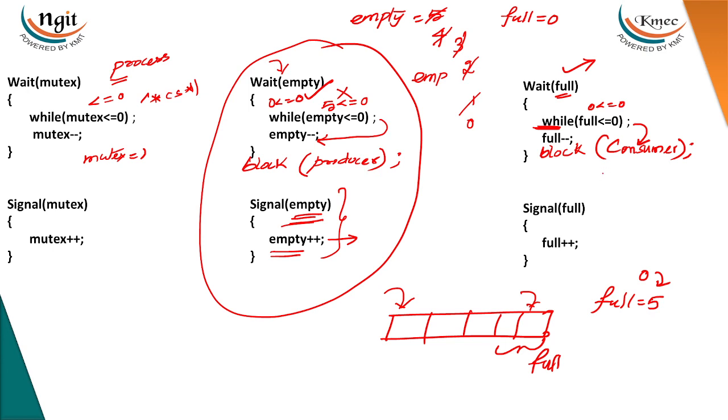The consumer process will wake up whenever signal on full is executed. So if this condition fails, then there is at least one location in the buffer that has some item, so the consumer will take this item. Right, next.